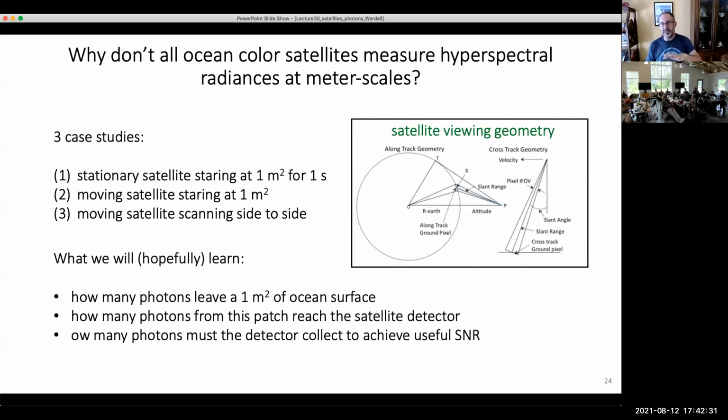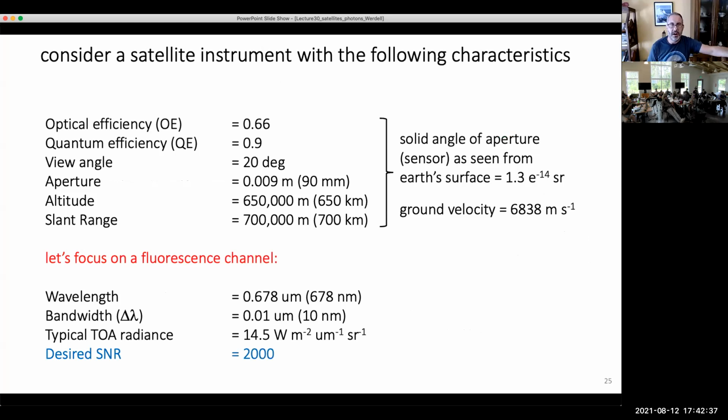So for your reference later, there's a bunch of geometry that we have to take into consideration, and that is all in this figure here. There are also a number of other characteristics that we need to consider. Don't sweat too much over this now. The optical efficiencies, the quantum efficiency, slant range, altitude, aperture, these are all engineering choices in the detector system. And the values that we're using here are pretty typical ones.